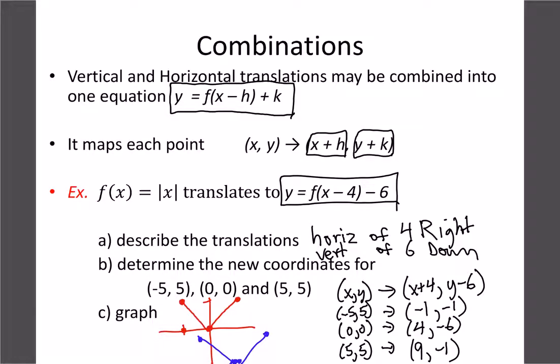So again, if we counted spaces, each one should be 4 to the right and 6 down. So 4 over, 6 down, for all 3 of those coordinates. So working with coordinates definitely helps when it comes to drawing the graph. Sometimes, if it's not too tough an equation, you can figure it out without the coordinates, but it's generally a pretty good strategy.